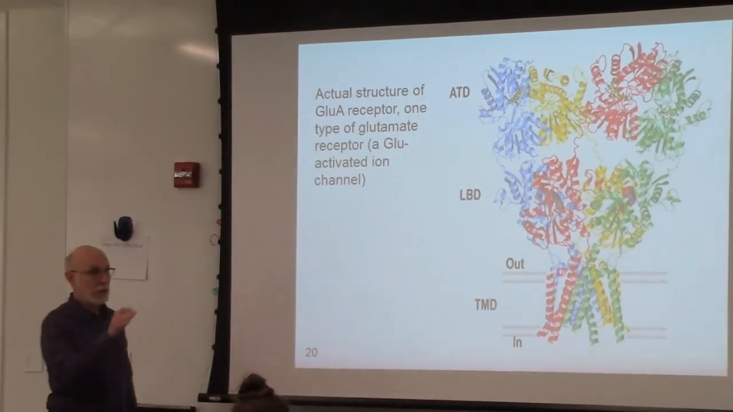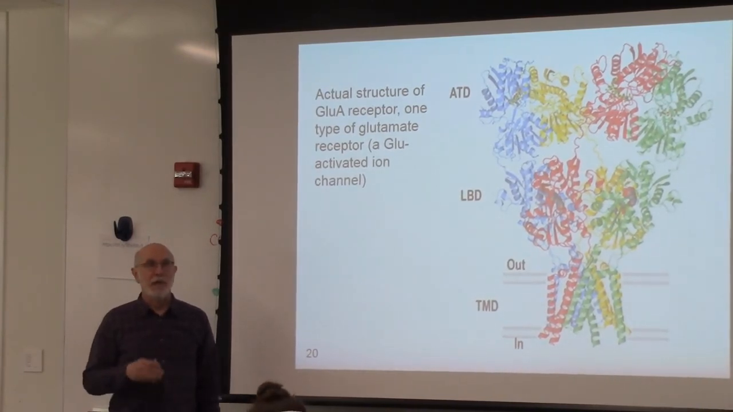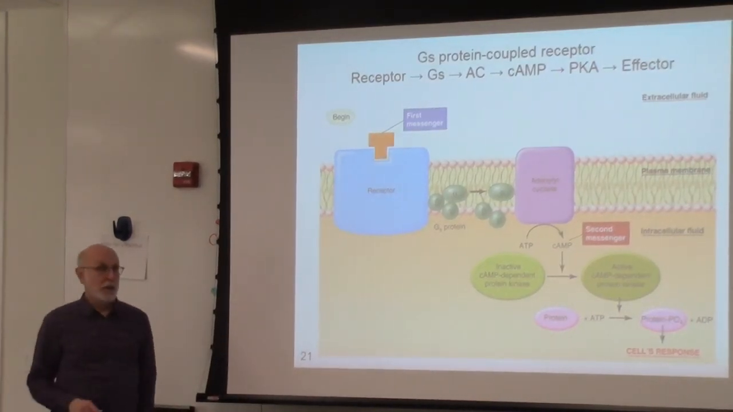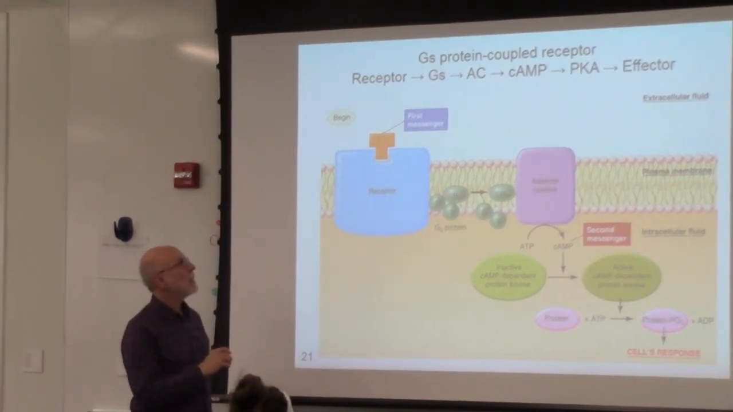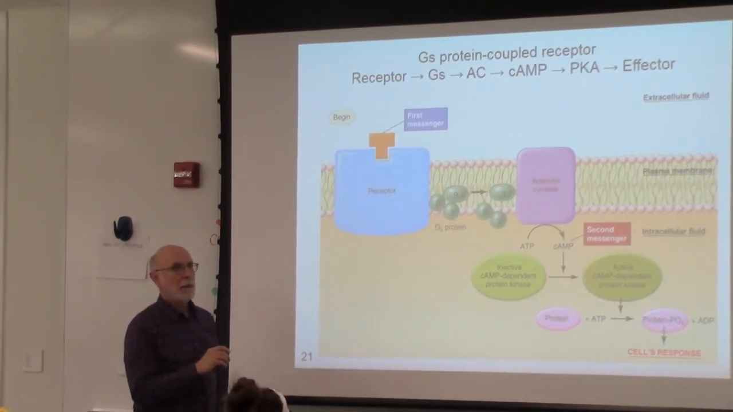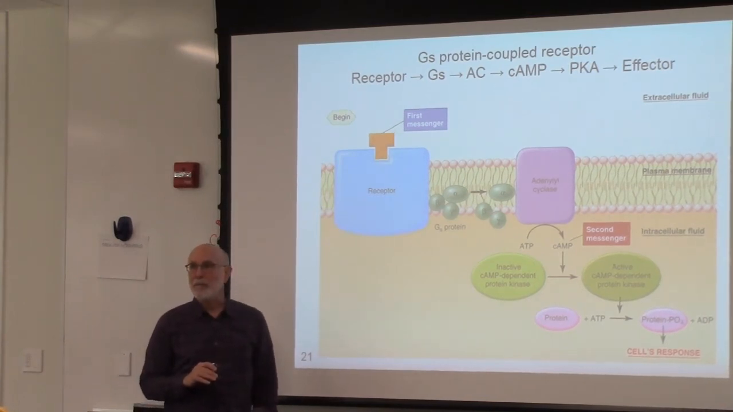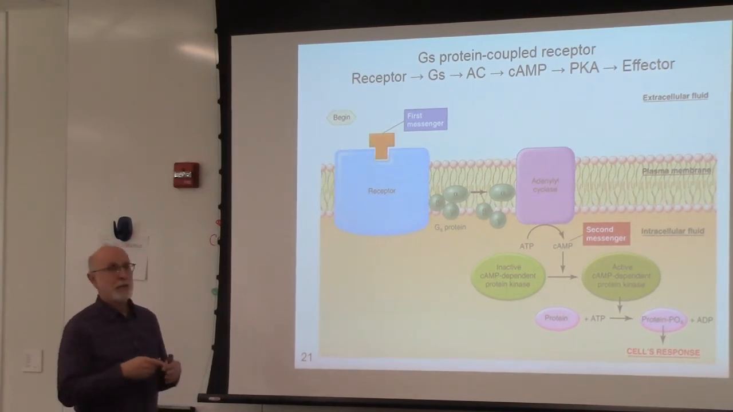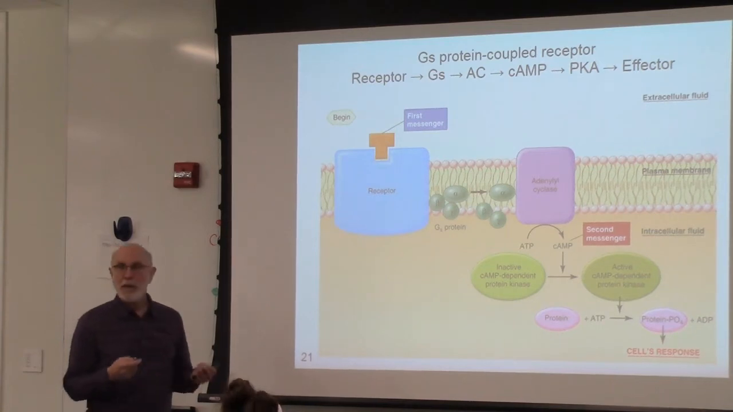We're going to learn more about glutamate receptors. They're the most important excitatory receptor in your nervous system. We're going to do a lot of that, but not today. Today, I think we're going to focus the rest of the class on G protein coupled receptors. So here is an image from your textbook of a G protein coupled receptor pathway that is coupled to adenylyl cyclase, protein kinase A, and phosphorylation.